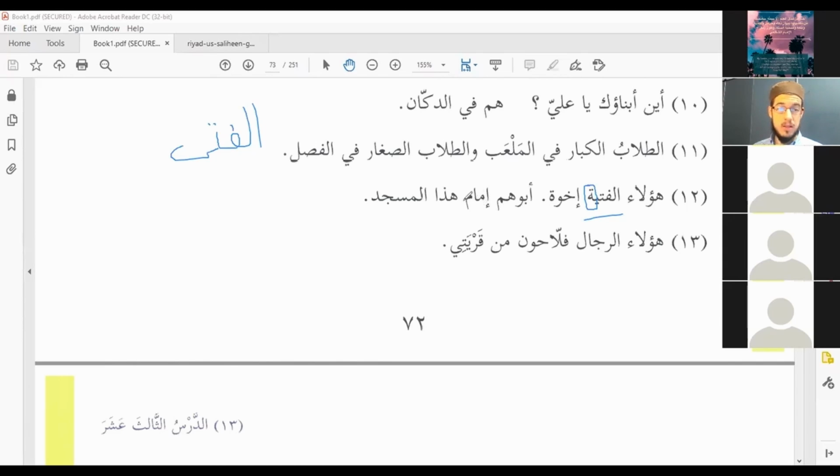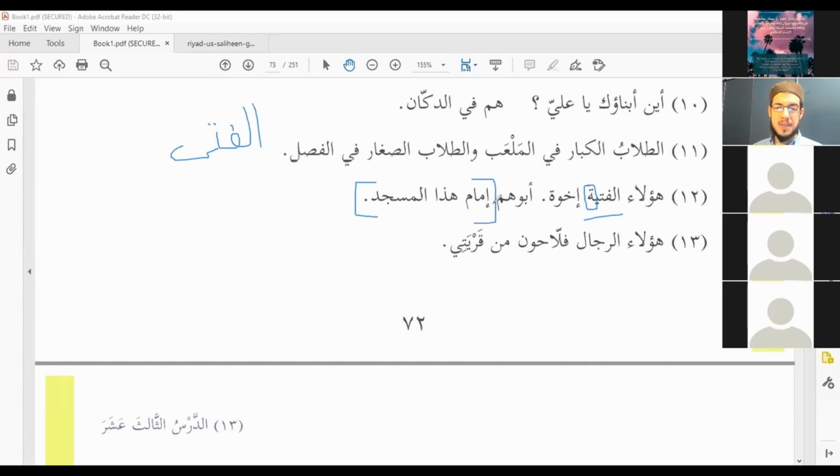Abuhum imam hadha al-masjidi. Very good. So what does that mean? One second. Abuhum imam. Their father. Hadha al-masjid. In this masjid, he is the imam. Okay. Where is this masjid? Where's the word in? Oh yeah, there's no fi. Abuhum imam. Their father is imam. I don't know. That's okay. No, this is good.